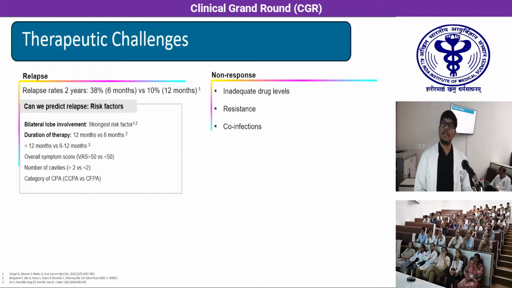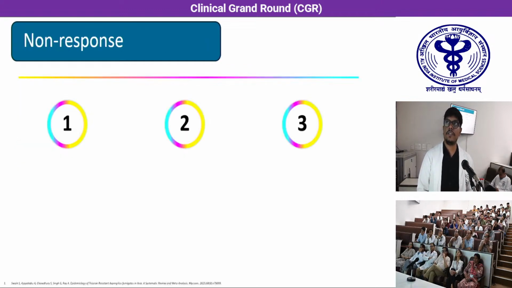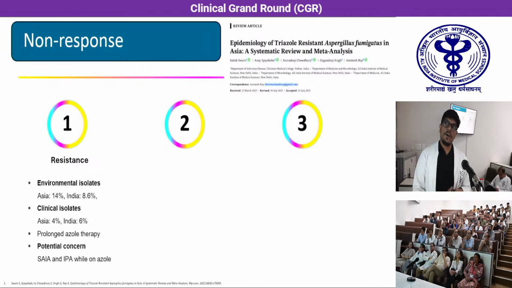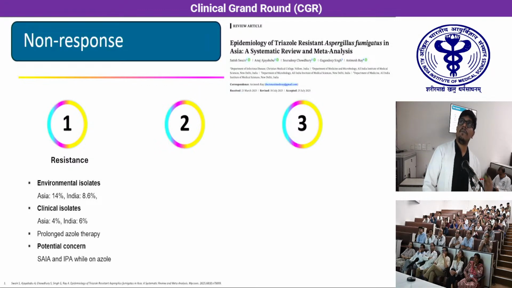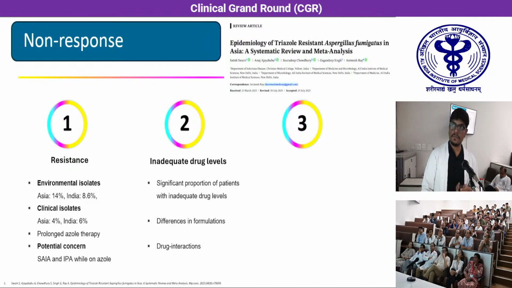In patients who are treated and do not show a response, it should trigger evaluation on three fronts: inadequate drug levels, possible azole resistance, and co-infections. Starting off with azole resistance, data from Europe suggests that primary azole resistance might be as high as 40 to 50%. We evaluated azole resistance in Asian isolates and were able to show that our primary azole resistance rates might be less than 10%.